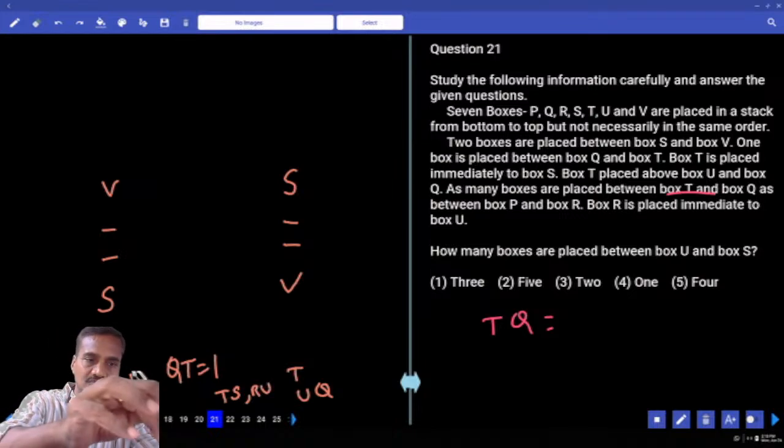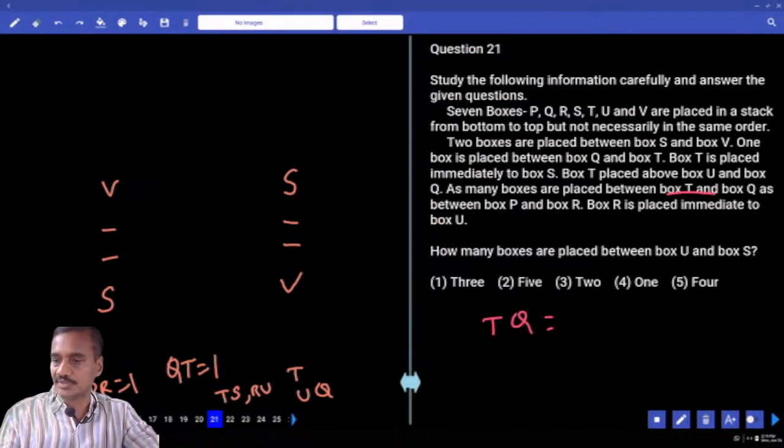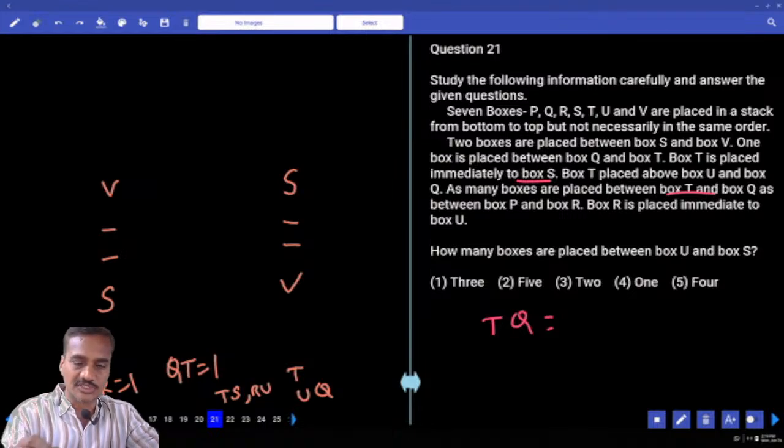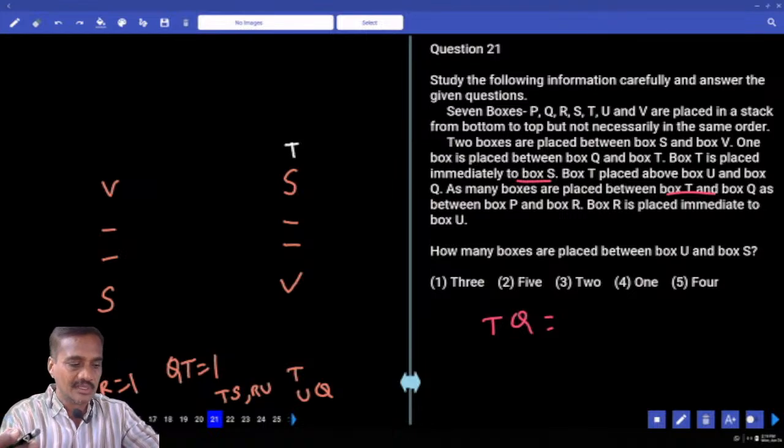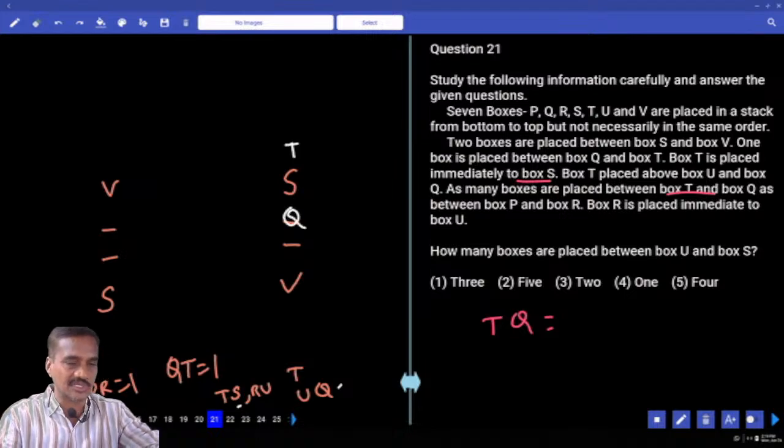Then coming back to this one, tell me from where we can start. T is placed immediate to S. Can you have T above S or not? T can be above S or below it. If T is here, and T and S are adjacent, and between Q and T there must be exactly one, with T above Q, then Q must be here.